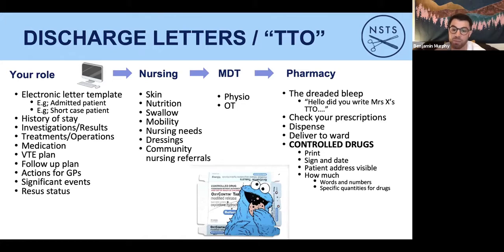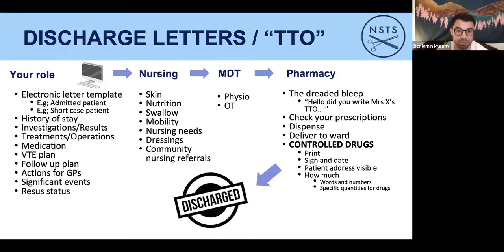And then generally it's a paper copy that you have to sign your life away on with your name and the date, and the patient address normally has to be in view to make sure it's for the right patient. And then when all of that is done, they get discharged.